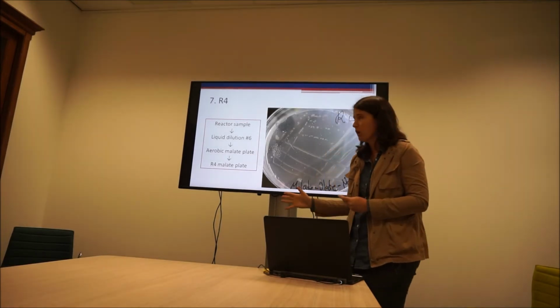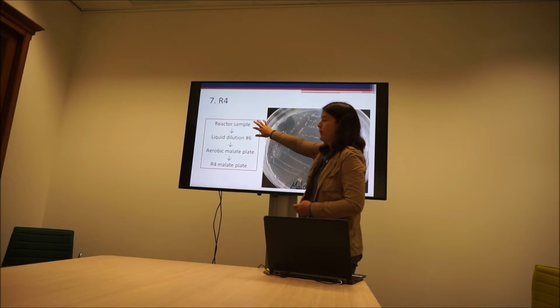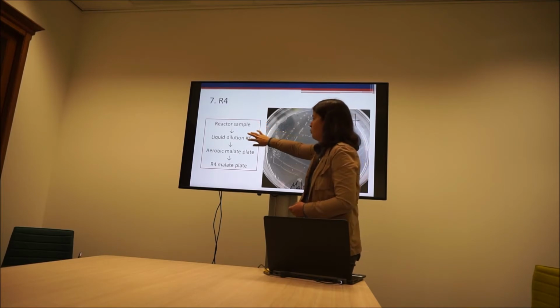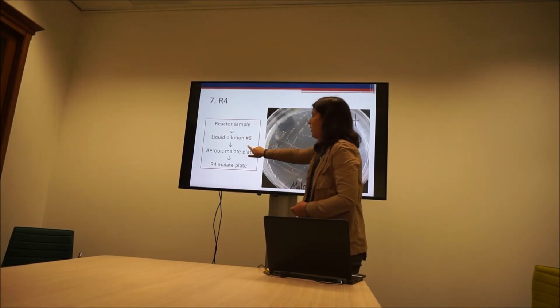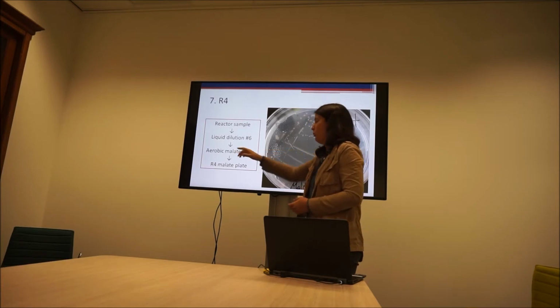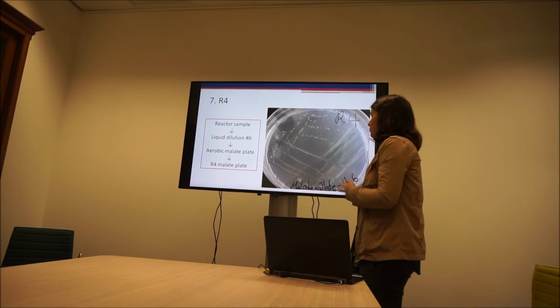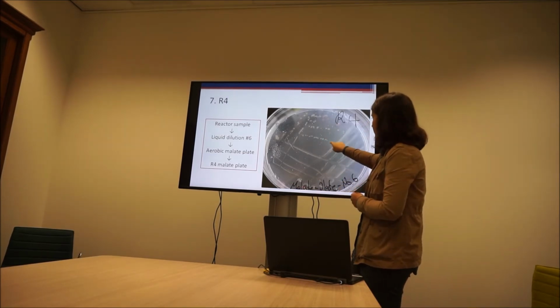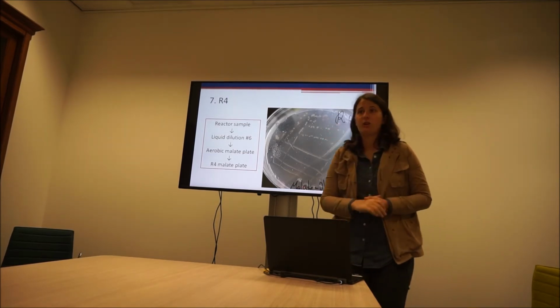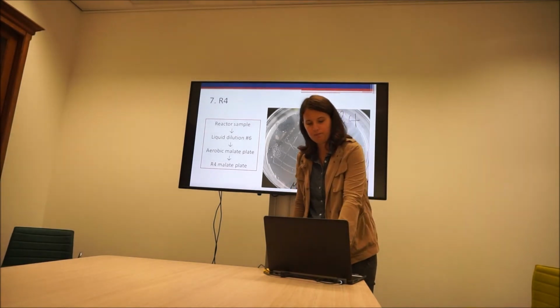And then R4, again, was taken right from the reactor. Then it was streaked from dilution number 6 onto a malate plate kept in aerobic conditions, and then streaked one more time onto R4, which is a malate plate. And you see here, we do have many single colonies on this plate, which is really encouraging.